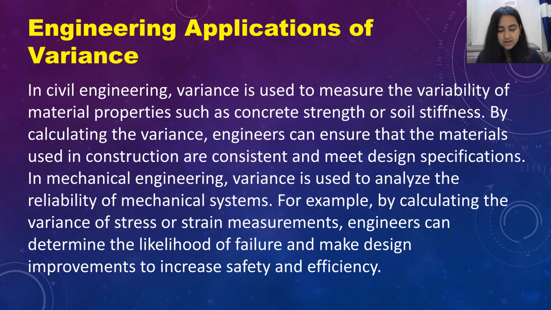Engineering applications of variance. In civil engineering, variance is used to measure the variability of material properties such as concrete strength or soil stiffness. By calculating the variance, engineers can ensure that the materials used in construction are consistent and meet design expectations. In mechanical engineering, variance is used to analyze the reliability of mechanical systems. For example, by calculating the variance of stress or strain measurements, engineers can determine the likelihood of failure and make design improvements to increase safety and efficiency.